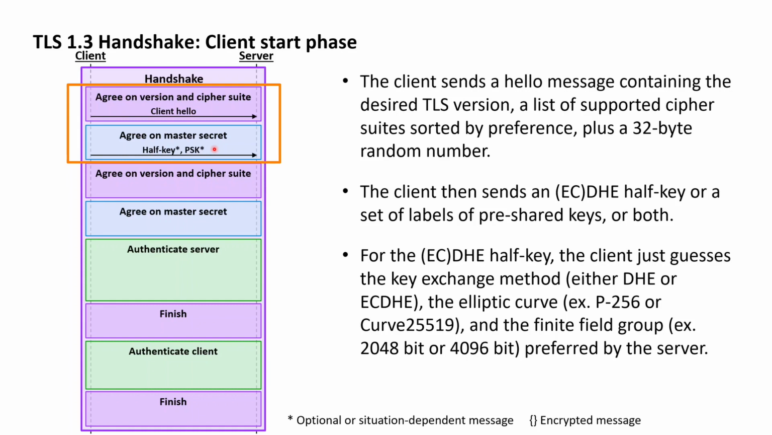Good thing is that the client can actually send multiple guesses within the same message, and given it's nevertheless a somewhat small set of choices to make, chances are that in case the client sends multiple half keys for different combinations of key exchange types, curves, and finite fields, the client will send a half key to the server that the server can support.